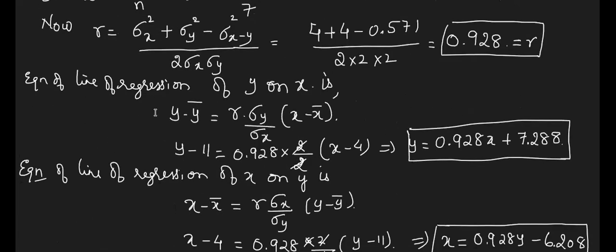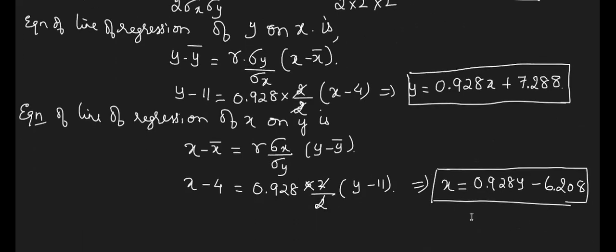Now next, equation of line of regression, the general format we are aware, y minus y bar is r into sigma y by sigma x, x minus x bar. Substitute, simplify, and your equation should be written in the form y equal to ax plus b. Similarly, take the line of regression of x on y and express it in the form x equal to ay plus b format. Okay, so this is how it has to be calculated.